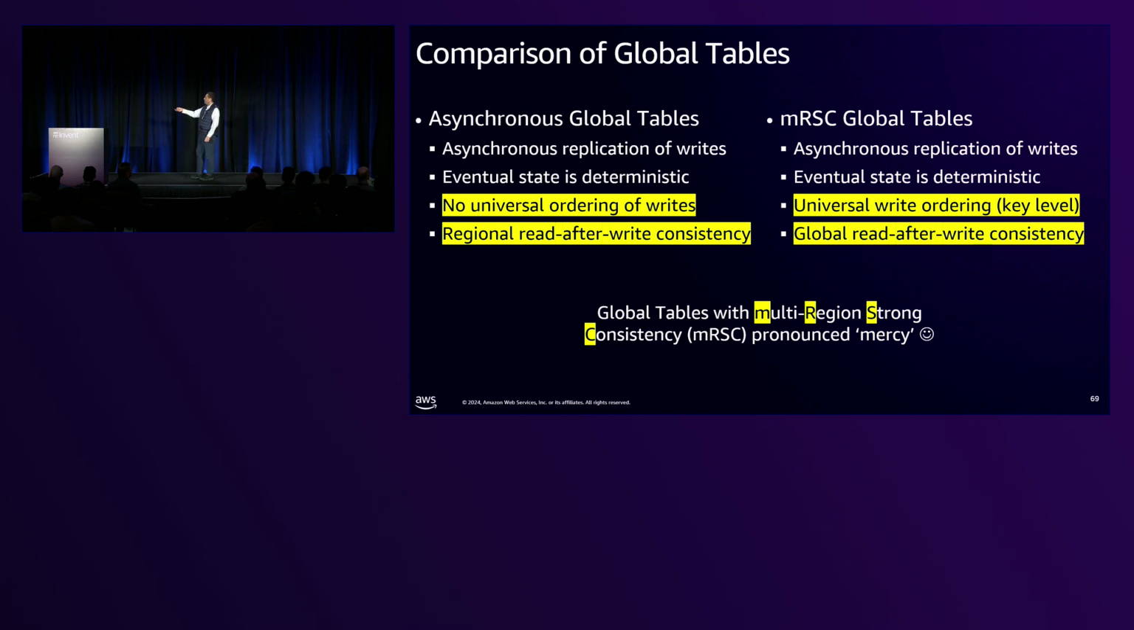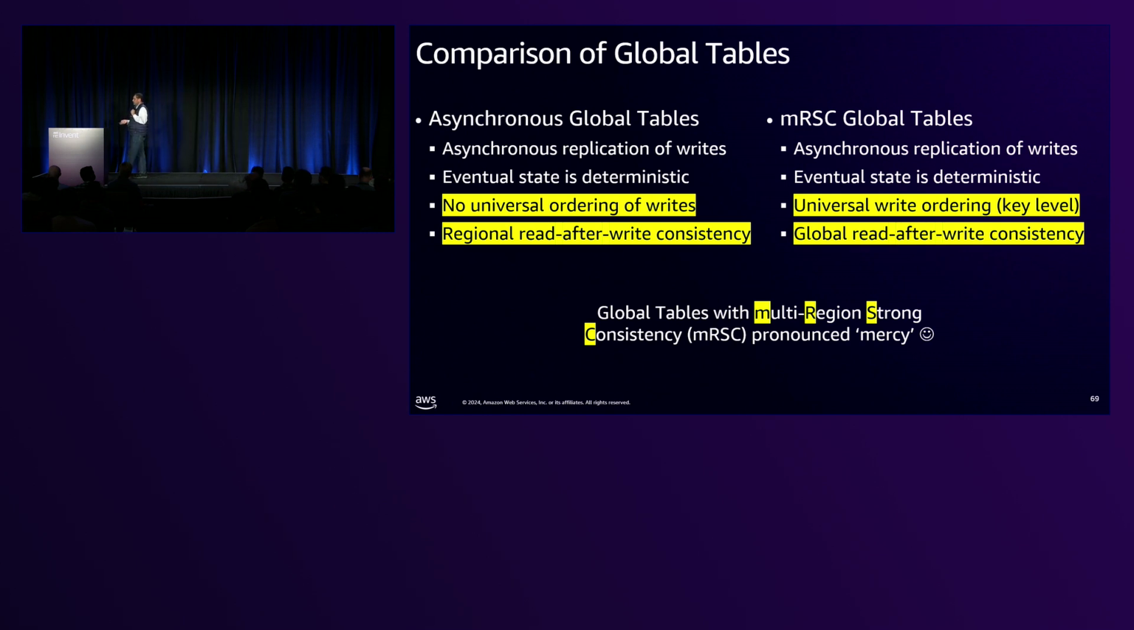And you have global read after write consistency. Consider the case where you have an application where you want to generate unique sequence numbers globally. Well, strongly consistent global tables will give you the ability to do that. Two regions will never generate the same sequence number, and you will have dense sequence numbers if you so desire. You can do that.